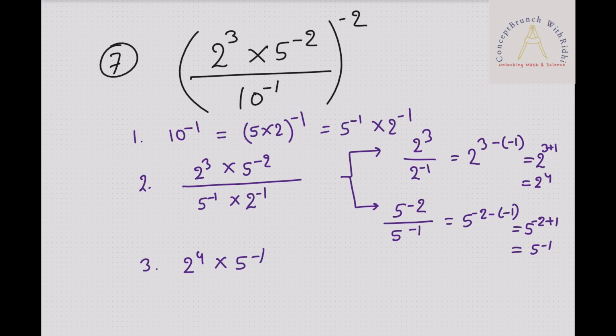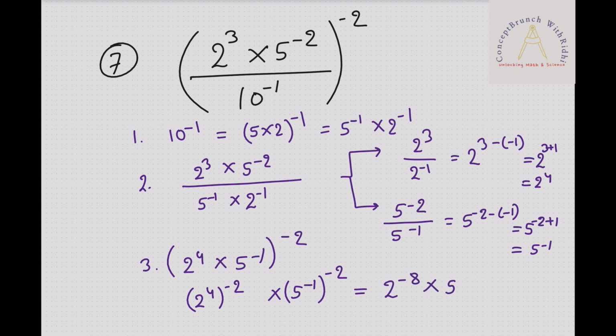Now apply the power of a power rule, okay, because we raise everything to the power of -2. We can separate them now. So 2 to the power 4 to the power -2 times 5 to the power -1 to the power of -2. It's going to be 2 to the power of -8 times 5 to the power -1 times -2, which is going to be 2. Okay.